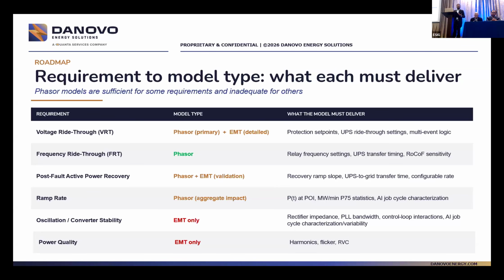Now, post-fault active power recovery, again, that is a very interesting one. And we are seeing a lot of discussion around if you are within the ride-through curve, do you reconnect within 1 second? Do you reconnect within 2 seconds? What happens if you fall outside the ride-through curve? Does that still count as post-fault active power recovery? Technically, it doesn't, because if you're outside the ride-through curve, you've met your obligation, you can disconnect, right?